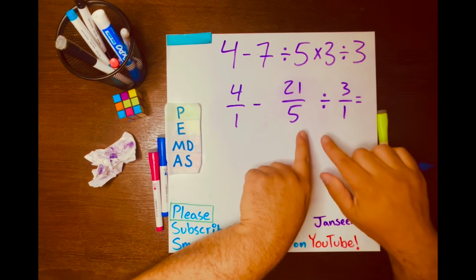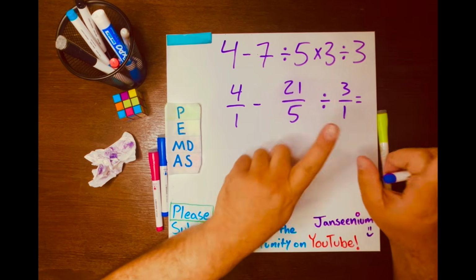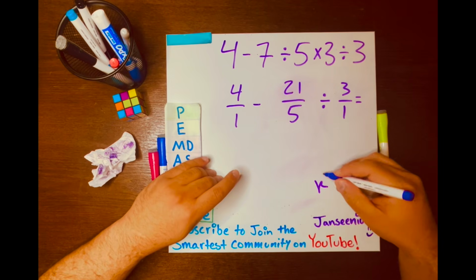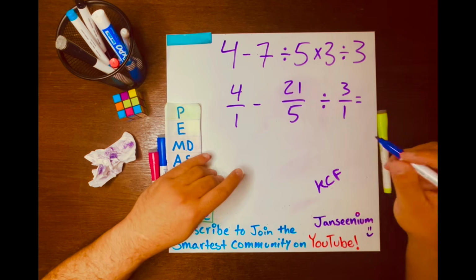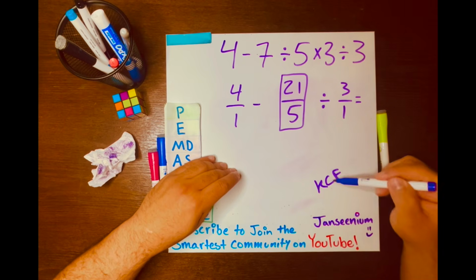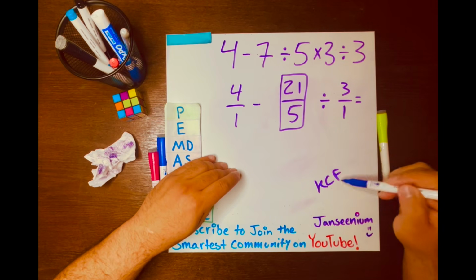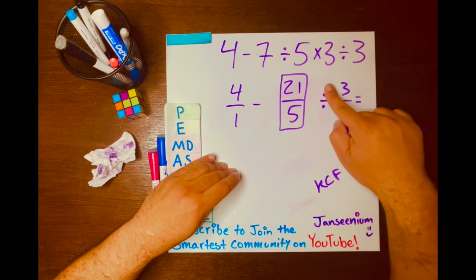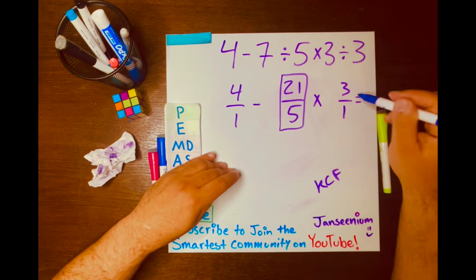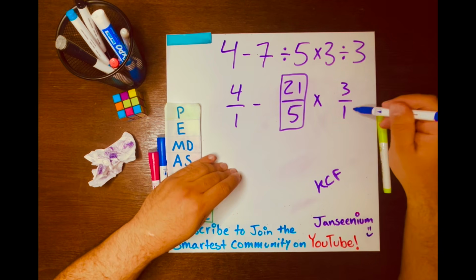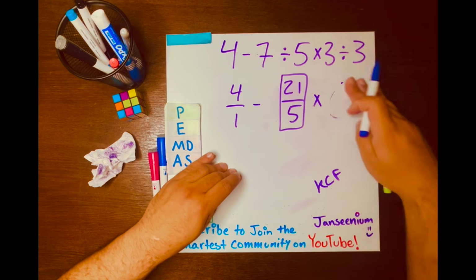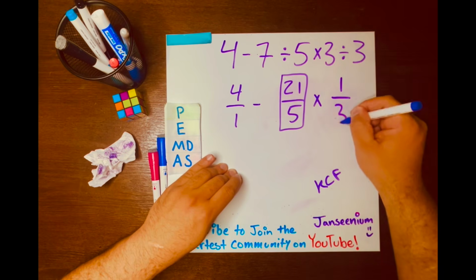Now, notice I am not subtracting. I am dividing two fractions. Anytime you're doing that, you use the keep, change, flip rule. So you keep the first fraction, 21 over 5 in this case. The K stands for keep. The C stands for change. So you change division to multiplication. And then the F stands for flip. So you flip the second fraction. So the 1 goes above the fraction bar and the 3 goes below the fraction bar. So it's written 1 over 3.